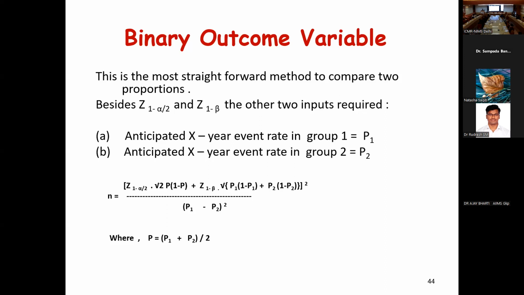But if you're doing it in a population where prevalence is very, very rare, then you have to work backwards: screen that many to get this many rare cases. So basically it will come out by 4PQ by d square. Exactly. There is no other way.